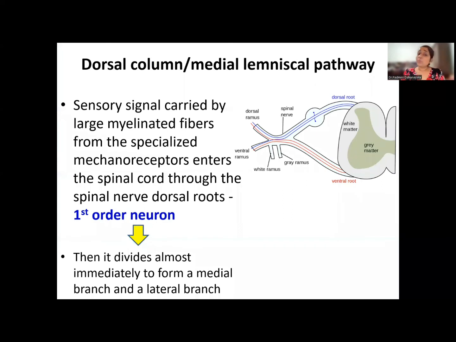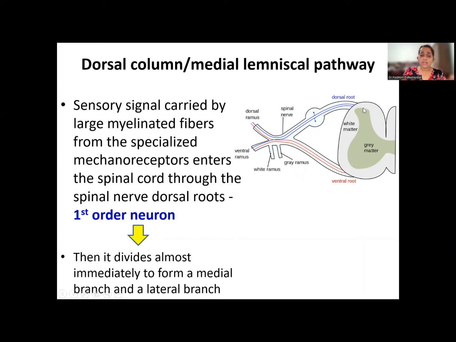Now, are you ready to go on a journey with me through this dorsal column medial lemniscal pathway? Okay, let's start. The sensory signal is carried by large myelinated fibers at a very fast velocity, 30 to 100 meters per second, from the specialized mechanoreceptors. They synapse in the first order neuron, that is in the dorsal root ganglion. And from the first order neuron, they enter the spinal cord through the spinal dorsal root.